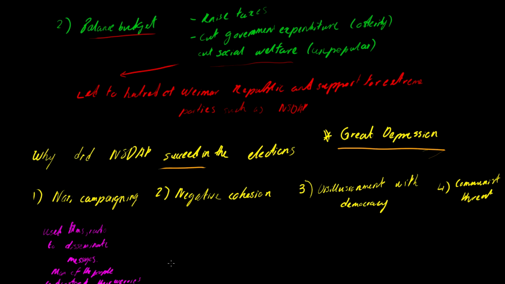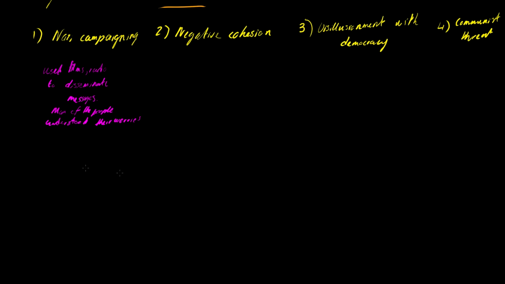Also, with Nazi campaigning, we can say Nazi posters, pamphlets, and propaganda. And the large rallies impress people with their energy. Frequent street battles. People needed order.